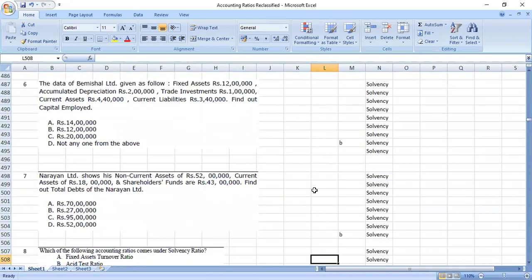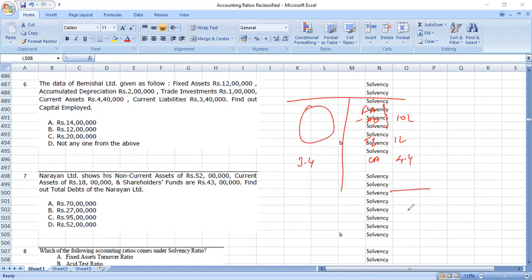Question number 6. The data of Bemisal Limited given as follows. In fixed assets, accumulated depreciation, trade investments, current asset, current liabilities, find capital employed. When they give you questions like this, just prepare the balance sheet. It'll be easy. Given fixed asset and accumulated depreciation, I'll reduce fixed asset minus accumulated depreciation is 10 lakh. Trade investment is 1 lakh. Current asset is 4.4 lakhs. Current liability is 3.4 lakhs.